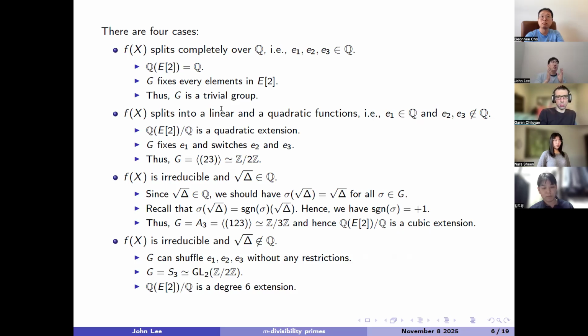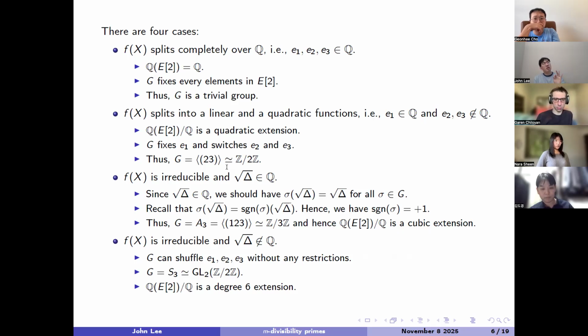Case number two, this f(x) splits into two parts, one linear and the other quadratic. So in this linear case, e1 should be fixed because e1 is now a rational number, but G can swap e2 and e3. So in this case, Q(E2) is just the splitting field of the latter part, (x-e2)(x-e3), so it's a quadratic extension. And G fixes e1 but switches e2 and e3. That means G can be understood as a permutation switching 2 and 3. That's isomorphic to Z/2Z, of course.